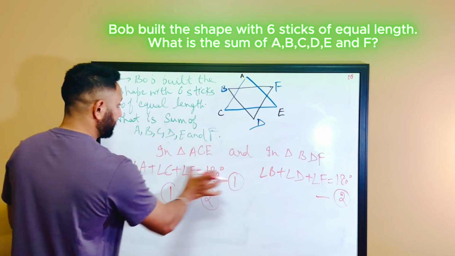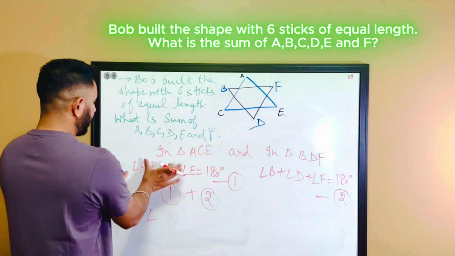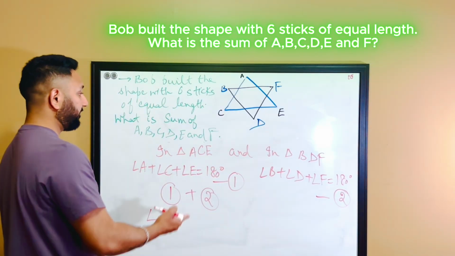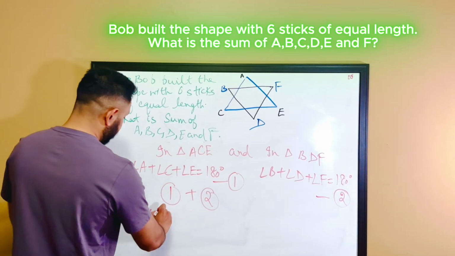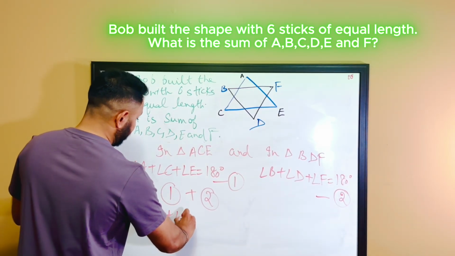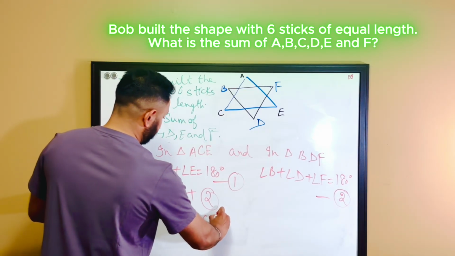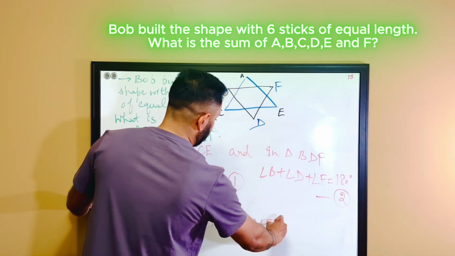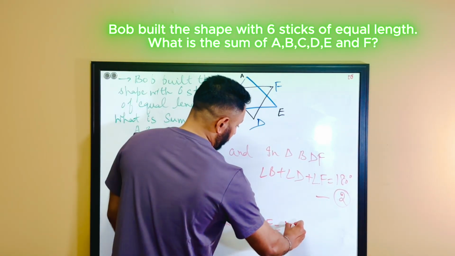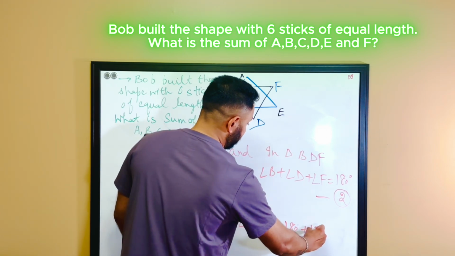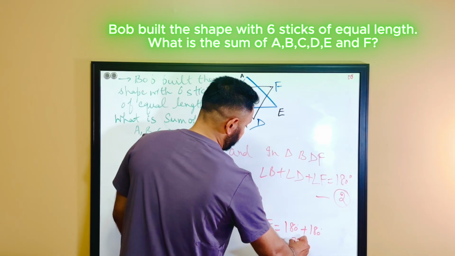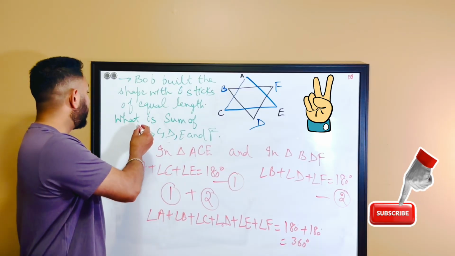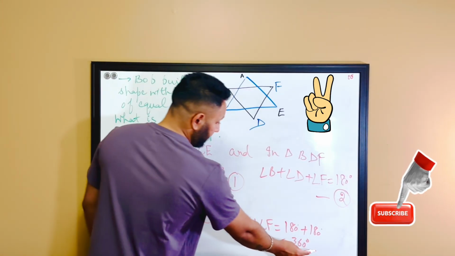After adding this and this, like this is the left hand side and this is the right hand side, add the left hand side with the left hand side and the right hand side with the right hand side. So A plus B plus C plus D plus E plus F is 180 plus 180, so it comes out to be 360 degrees. So the sum of A, B, C, D, E and F is 360 degrees.